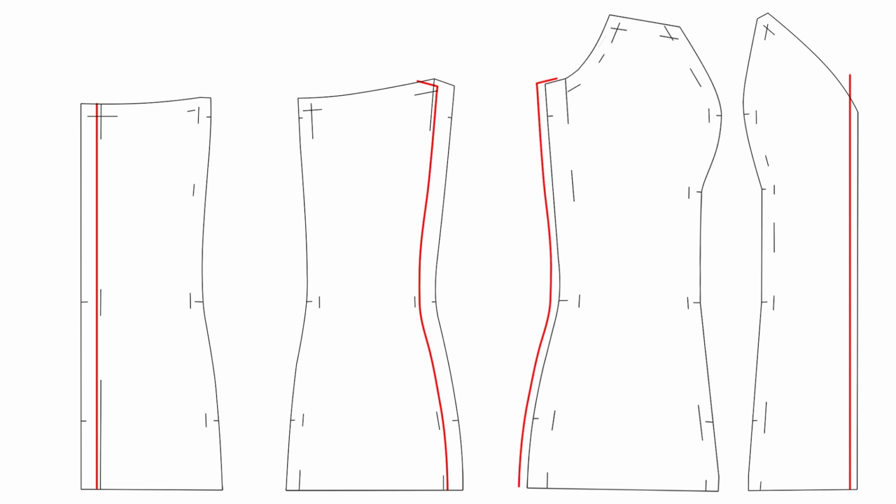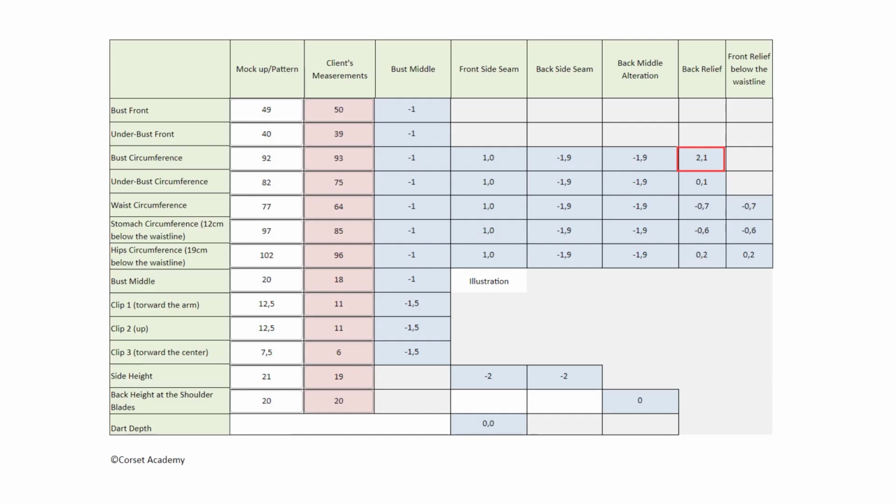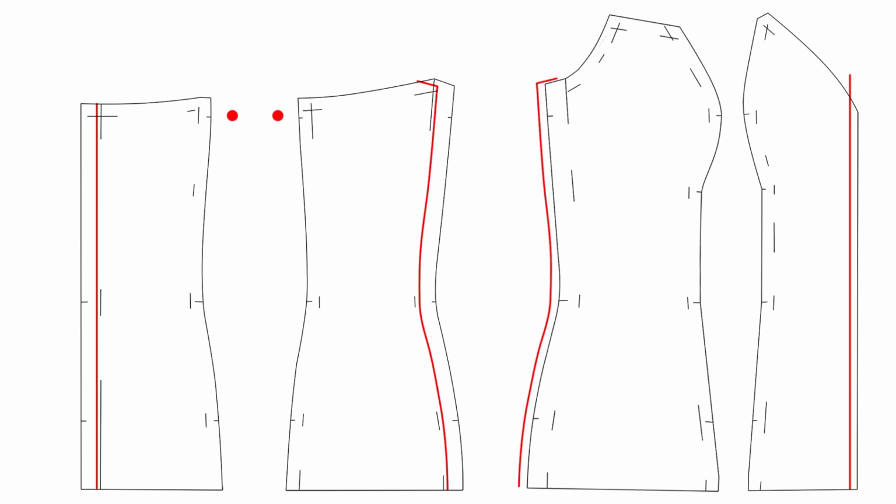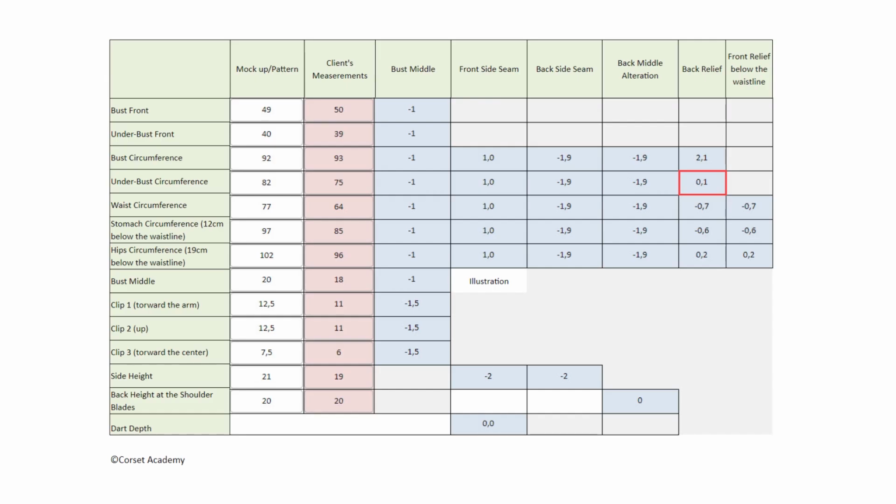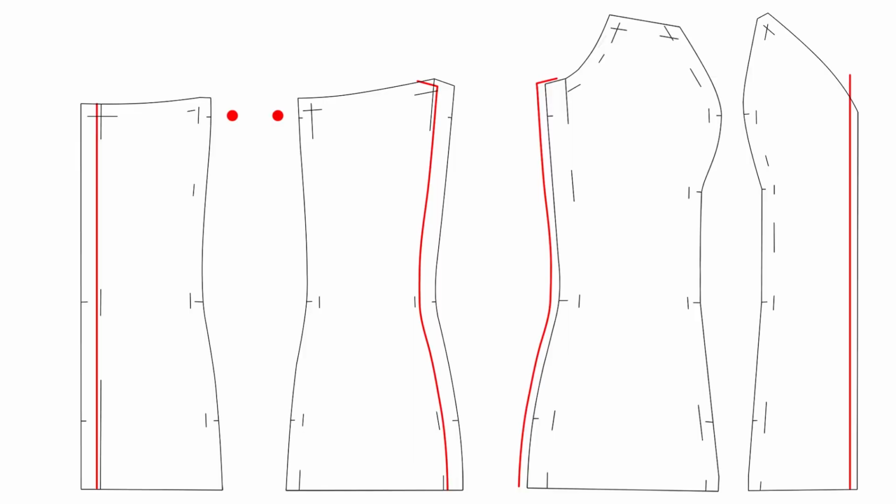Now let's move to the back relief corrections. Let's check the values in the column back relief. The value that should be moved along the bust line is 2.1 centimeters. Put the dots on the bust line 2.1 centimeters from the back relief on both back parts. The value that should be put on the under bust line is 0.1 centimeter. Let's put the dots on the under bust line 0.1 centimeter from the back relief on both back parts.